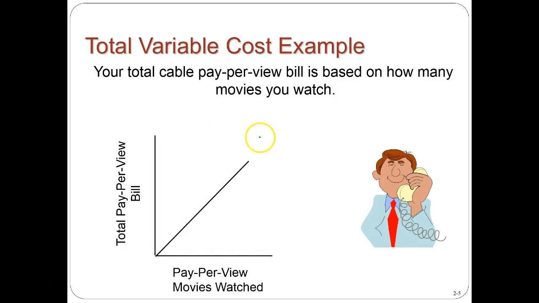If we look at it in this fashion, we're going to say total variable costs. Your total cost per pay-per-view bill is based on how many movies you watch. So if you buy movies on a pay-per-movie basis, and whatever that rate is, let's say it's $4 a movie, then your total pay-per-view bill will go up in direct proportion to how many movies you watch. So it'll go up directly by $4 each time you purchase a new movie.